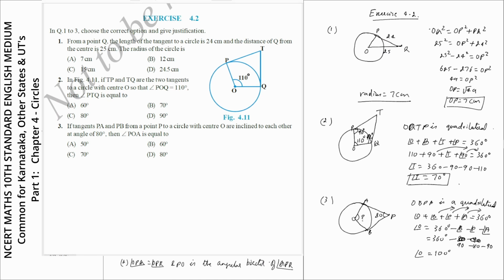So what's the question? They want angle POA. So POA is half of angle O. Why? Because OP bisects the angle AOB. So it's 100 divided by 2, which is equal to 50 degrees. Angle POA is 50 degrees.